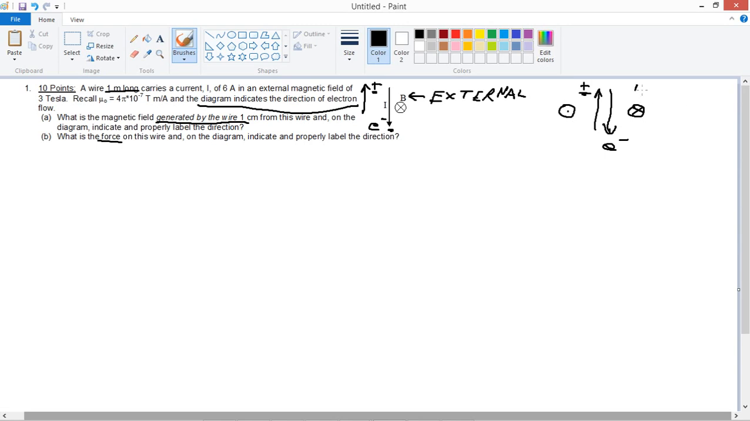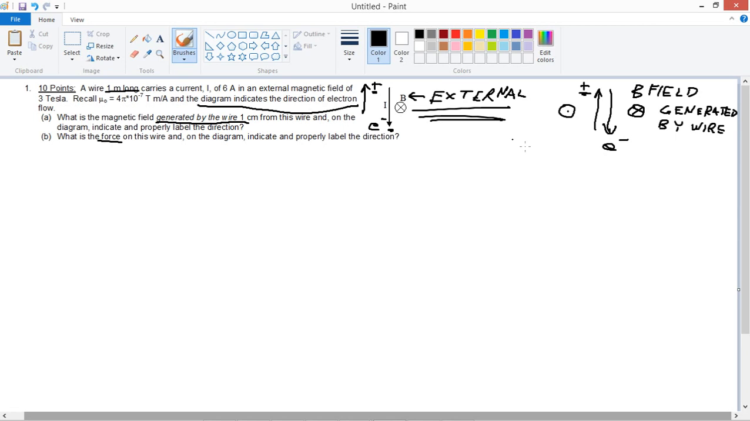You can even write the magnetic field generated by the wire. It will have no influence on this magnetic field. This is how much the wire makes. And the forces will be determined only by the external magnetic field.